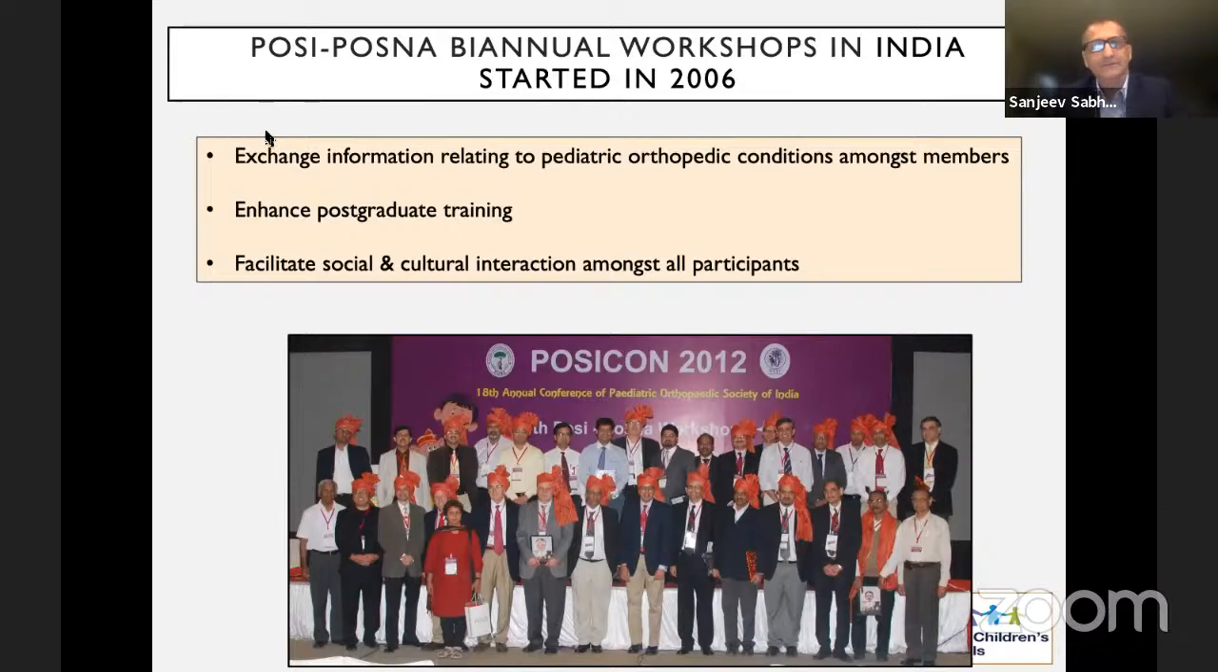Switching gears now to what POSNA has done in terms of similar outreach. I think there are many things that POSNA has done. The couple that I'll highlight: one is this alliance with the Pediatric Orthopaedic Society of India, and this bidirectional learning started back in 2006. So every other year, a lot of North American faculty would go and participate in their annual POSI conference, and then also do some CME workshops around that.